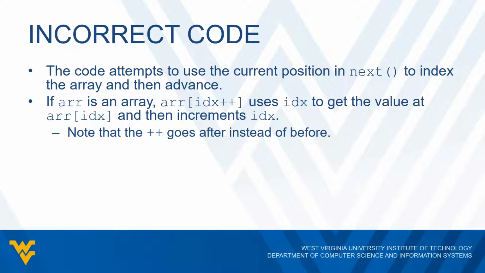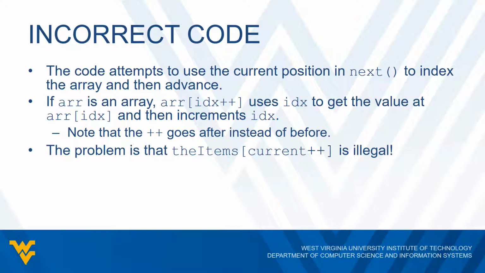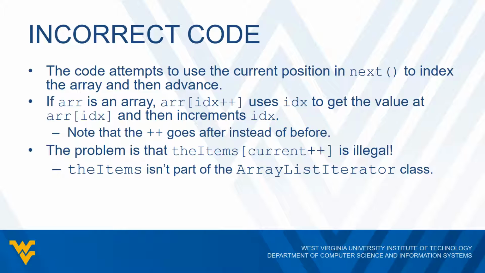But the big problem with this approach is that the items array, that is legal. This whole line, items[current++], that's illegal because the items array is not part of the ArrayListIterator class. It's part of the myArrayList class. So if we try to compile it, as it was implemented, it's a separate class from the myArrayList class. It's going to say, I don't know what items is. That's not declared in this particular class, so I can't use it because it's not declared.